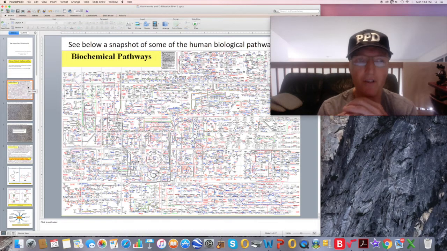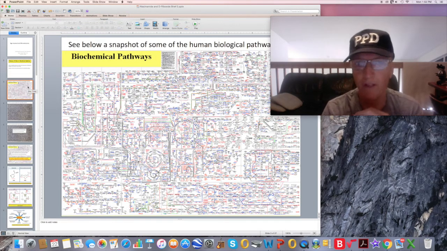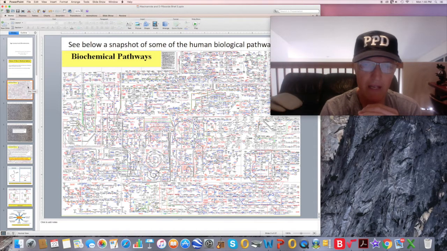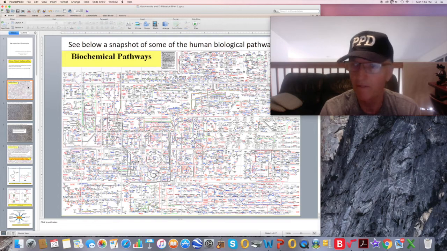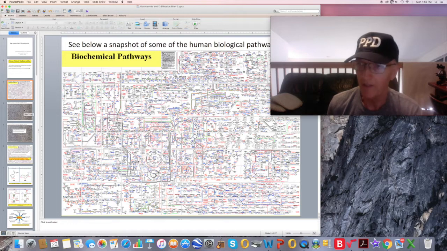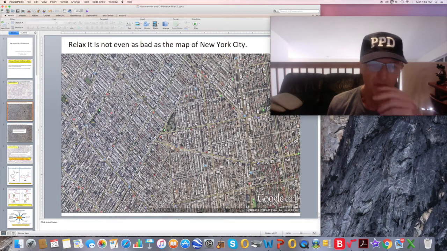I want to show you a snapshot of what I call the human biological pathway space. And you can see there's quite a bit of possible interactions there, biochemical pathways. And so there's a lot of degrees of freedom. And before you get intimidated, I want to show you something else here.